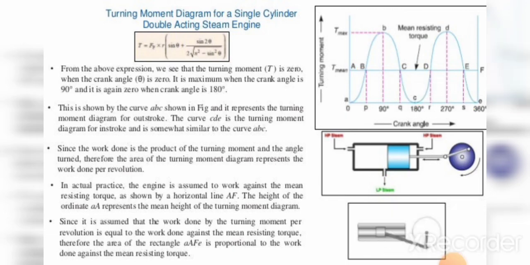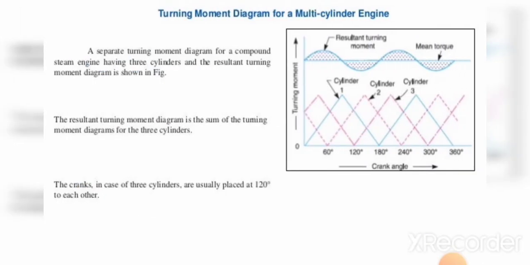Next we will see the turning moment diagram for a multi-cylinder engine. As we all know, a separate turning moment diagram exists for each cylinder of a multi-cylinder engine. For a compound steam engine having 3 cylinders, the resultant turning moment diagram can be seen in the figure. Here the first cylinder is the high pressure cylinder, the second is the intermediate cylinder, and the third is the low pressure cylinder. Therefore the cranks in the case of 3 cylinders are placed at 120 degrees from each other. The resultant turning moment diagram is the sum of the turning moments for the 3 cylinders.